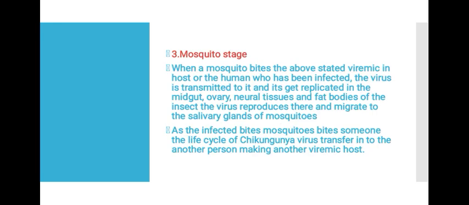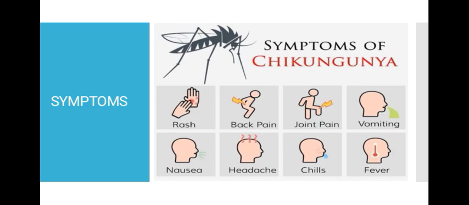Mosquito bite. When a mosquito bites a viremic human who has been infected, the virus is transmitted to it and gets replicated in the midgut, ovary, neural tissue, and fat bodies of the insect. The virus reproduces there and migrates to the salivary glands of the mosquito. As the infected mosquito bites someone, the life cycle of chikungunya virus transfers it to another person, making another viremic host.